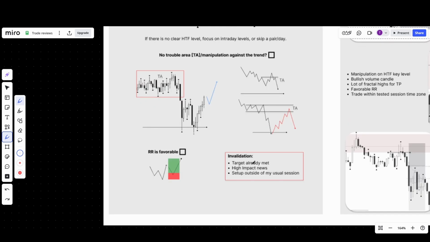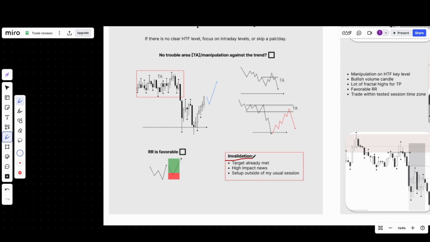Also, I believe a lot of traders ignore invalidations. So obviously the clear invalidation would be if the target is already met. Let's say I'm looking for the short into this piece of price action, but if the setup is already being hit, now we're trending to the upside to the origin where I want to take a short, well, I'm not going to take any trade because my target is already being hit.